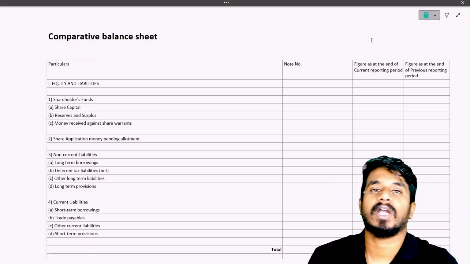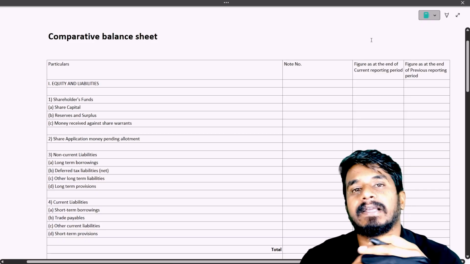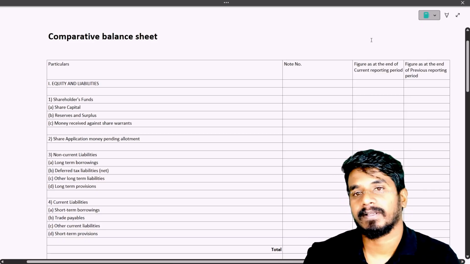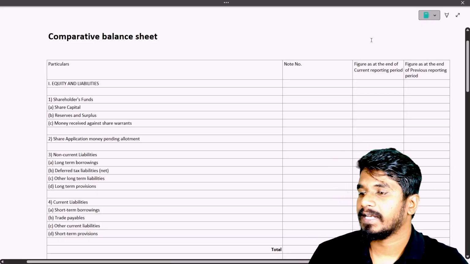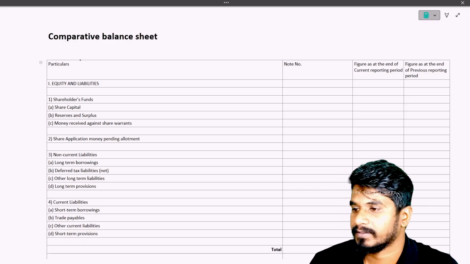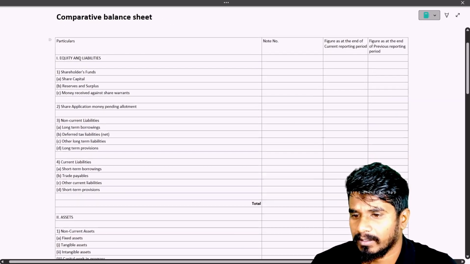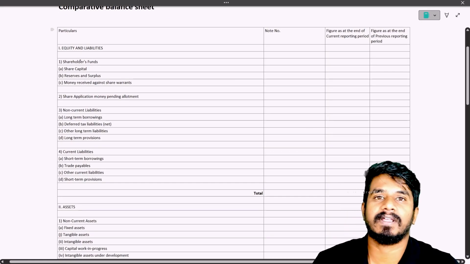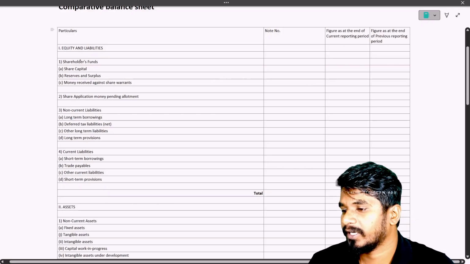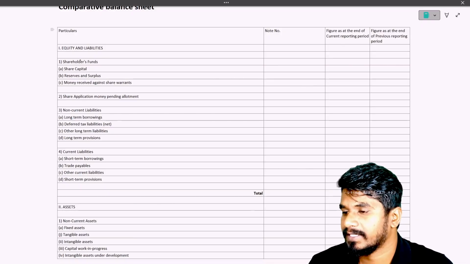So in this video, we are going to learn how to prepare a comparative balance sheet. The comparative balance sheet format I have shown on the screen. You can clearly note it down. This is very important. You can memorize it or practice it, whatever you want, you do it.